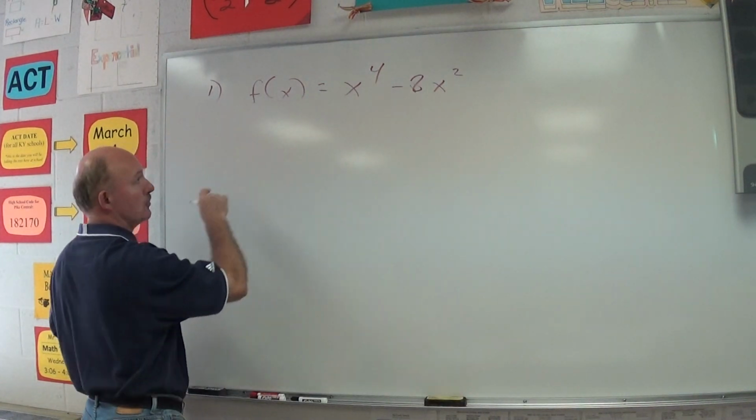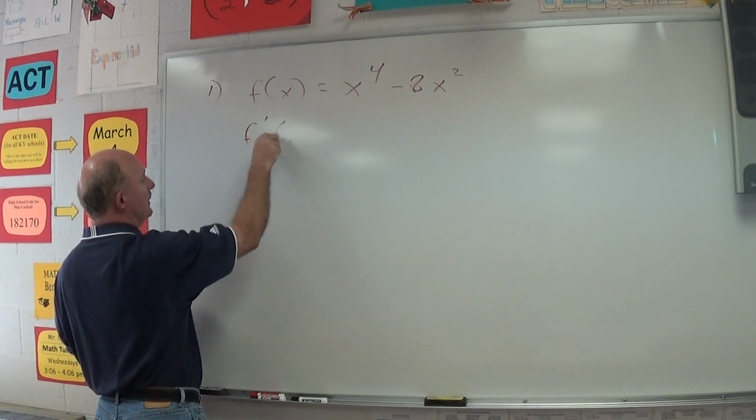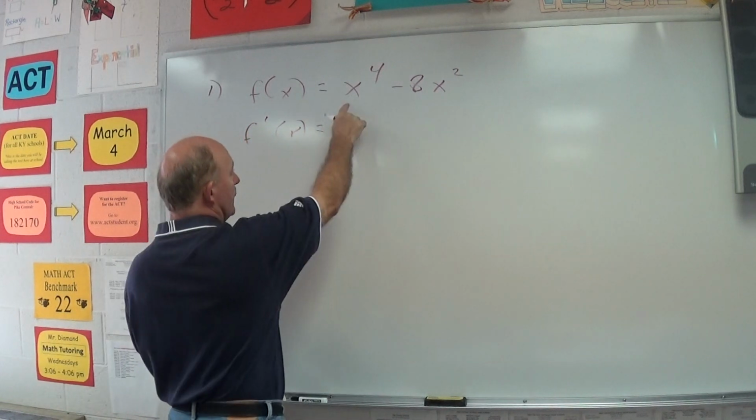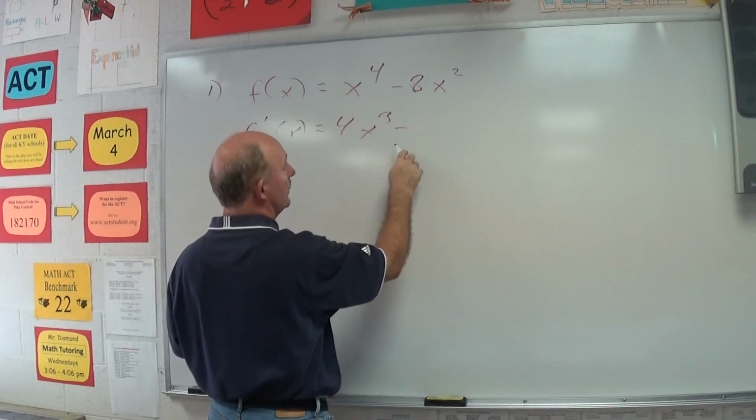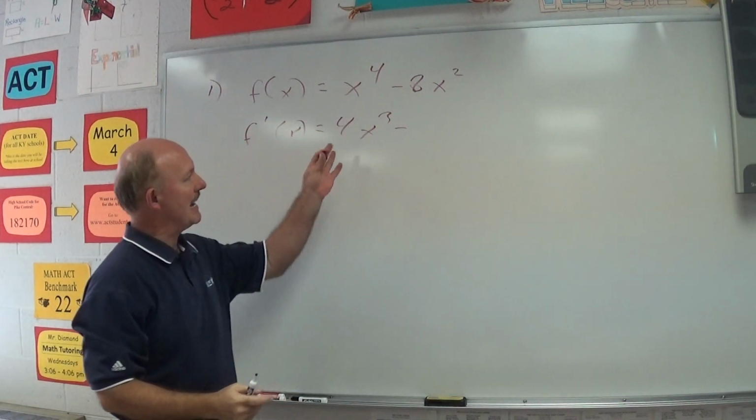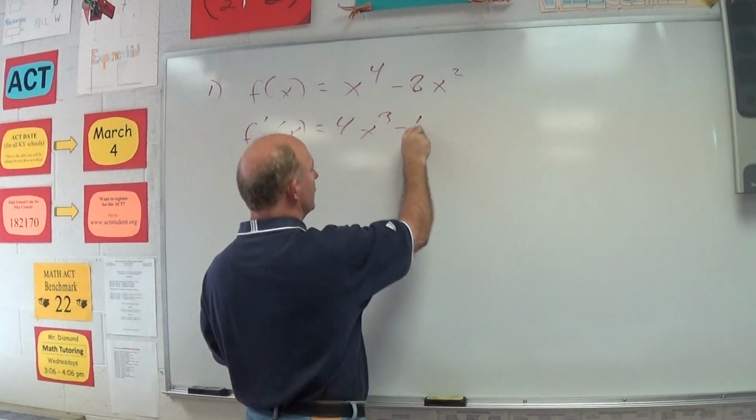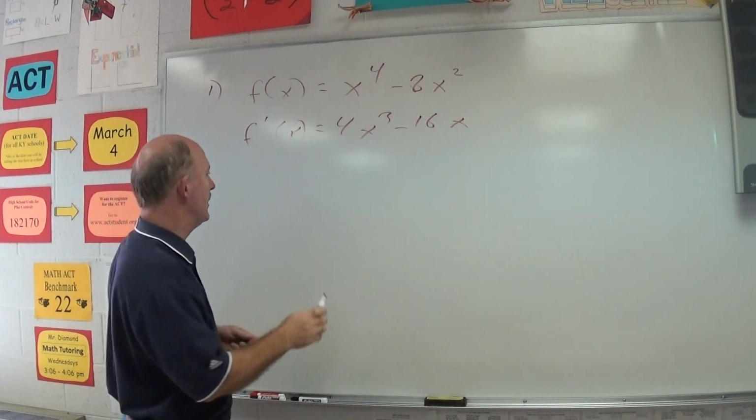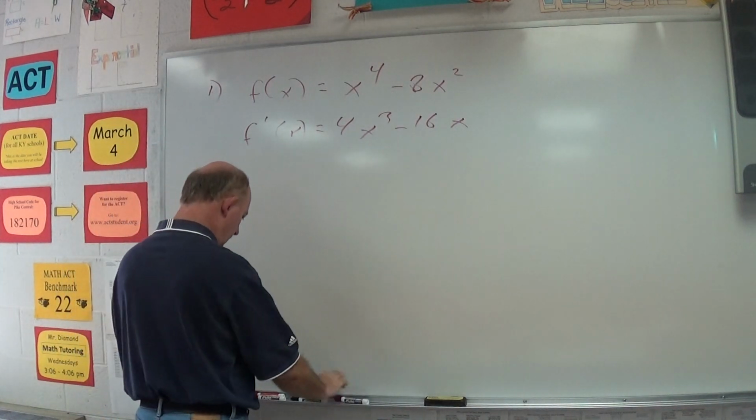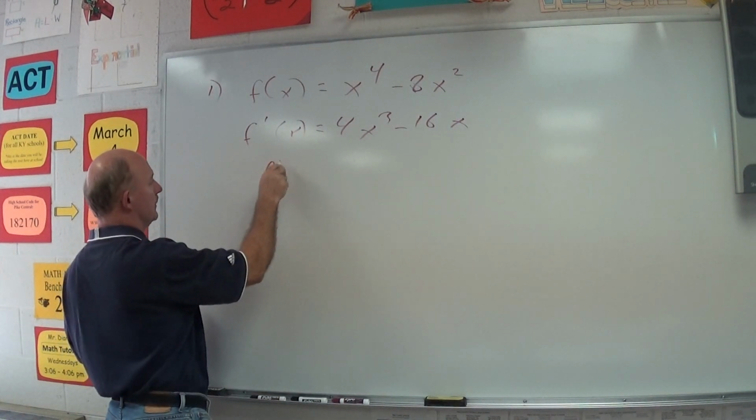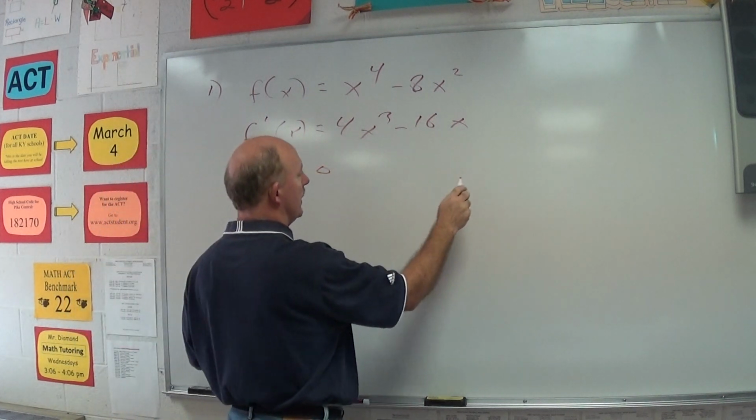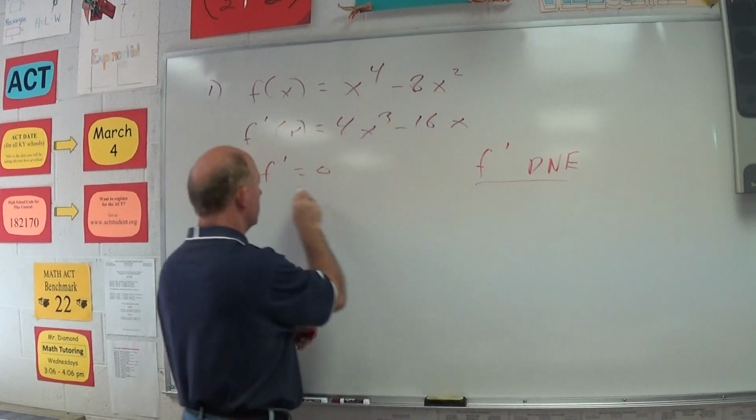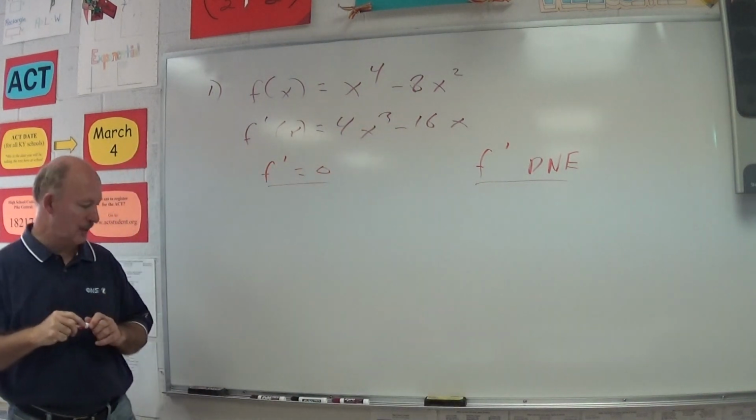So let's start off by getting our derivative first. To find the derivative of x to the 4th minus 8x squared, this is a pretty easy example. Polynomials are pretty easy to do. The derivative of x to the 4th is 4x cubed, minus, the derivative of 8x squared is 16x. So this is our derivative. Now we need to find where the derivative is equal to 0, and where the derivative does not exist. So two things: where the derivative equals 0 and where it doesn't exist.